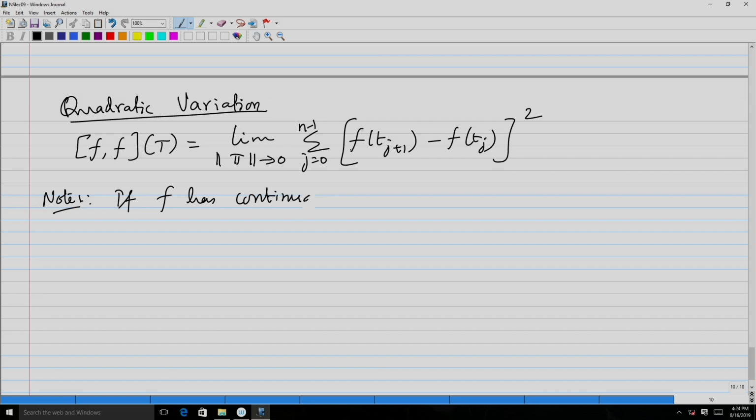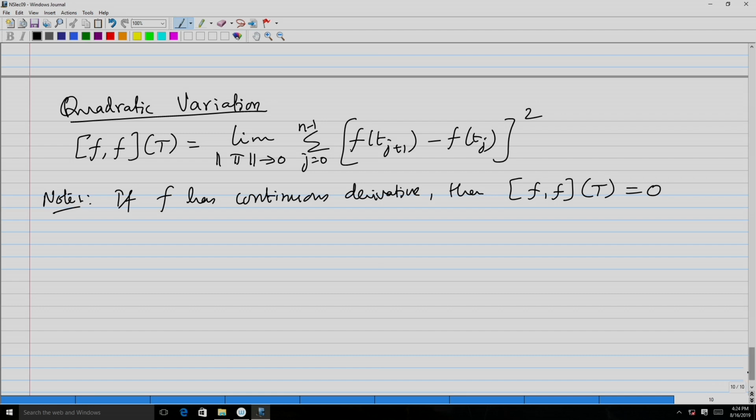continuous derivative, which means in the first case we assume f dash exists. Now if f dash is in addition continuous, then one can show that this quantity is 0.